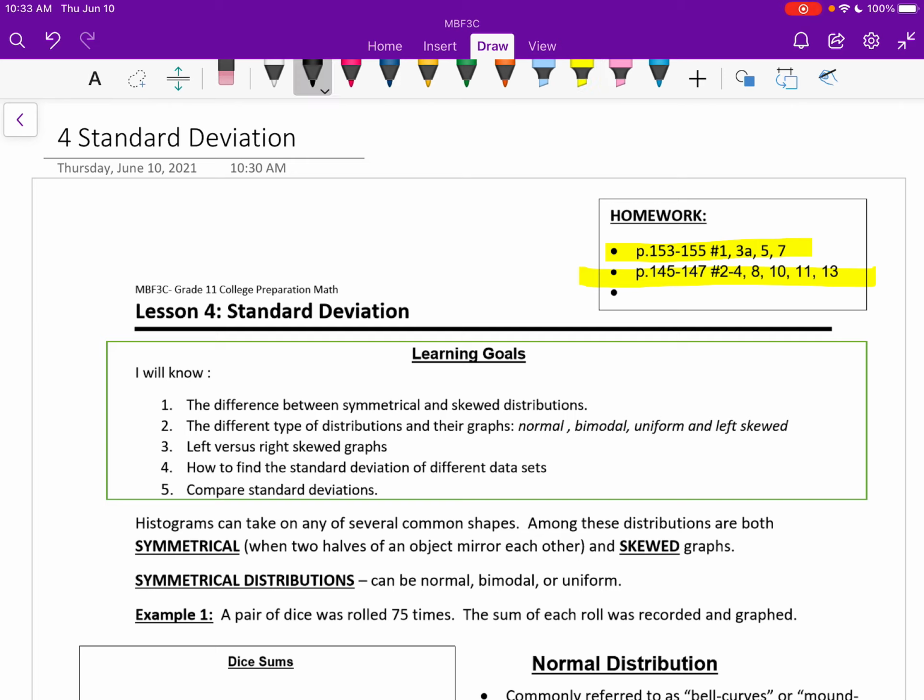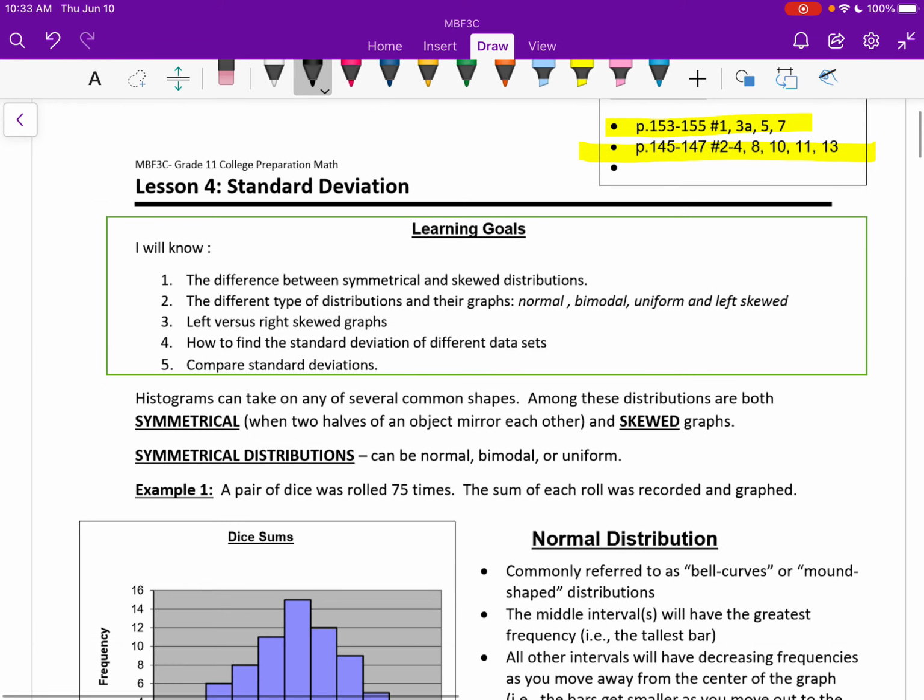As we go through this lesson, we're going to be going through a few things. The first thing you'll know by the end of this lesson is the difference between symmetrical and skewed distributions. You'll be able to determine the different types of distributions by looking at their chart as well as what they mean. We're going to be talking about left versus right skewed graphs and distributions. You're going to find out how to find the standard deviation of certain data sets as well as compare standard deviations to determine how close that data set might be or how far apart that data set might be.